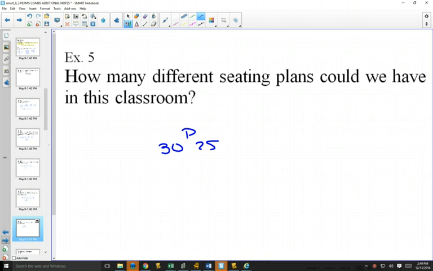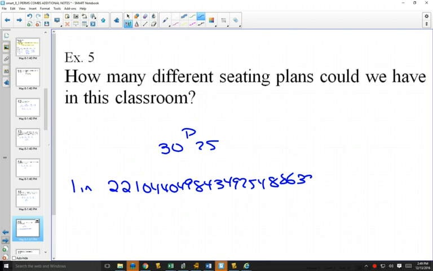Are you ready? So if I said I'm going to randomly do it, 25 people, 30 desks, so you have to even predict where the empty desks are going to be. And if you get it right, you get 100% in the course. Your chances are 1 in, here we go, 2, 2, 1, 0, 4, 4, 0, 4, 9, 8, 4, 3, 4, 9, 2, 5, 4, 8, 8, 6, 3, 5, 9, 0.